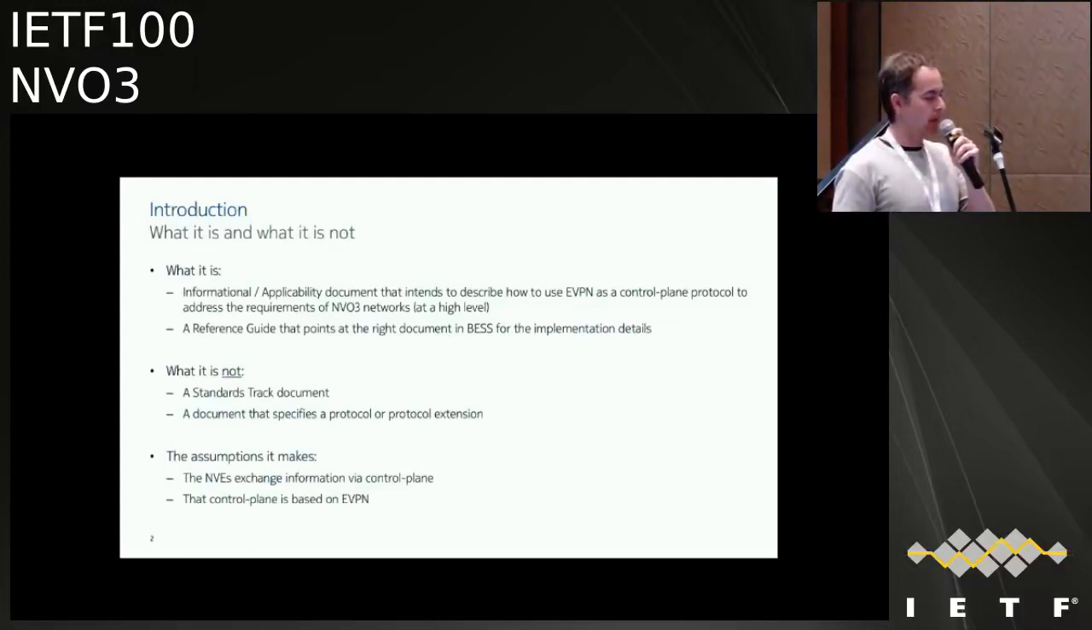And we make some assumptions here. We assume that we have a bunch of network virtualization edge devices that need to exchange the mapping tables, the information, the MAC and IP addresses via a control plane protocol. And that control plane protocol is going to be EVPN.